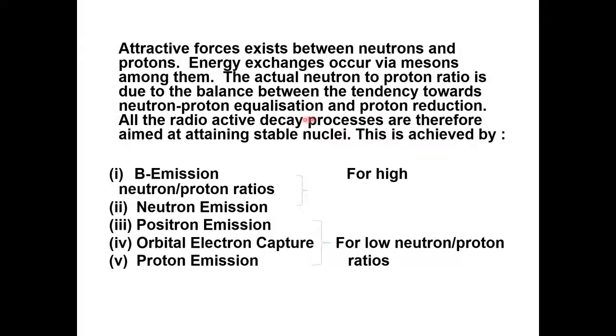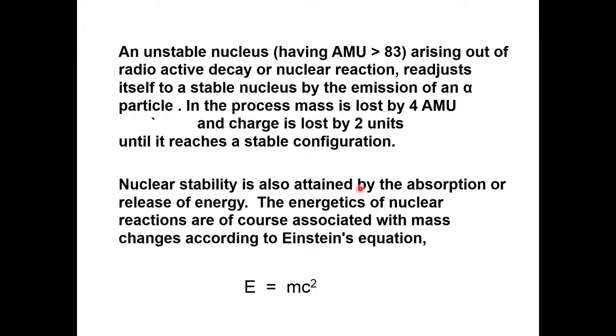Any radioactive material which has a higher number of neutrons and protons in the nucleus undergoes radiation to give you a stable element which has a lower atomic number. That is where most of the radioactive decay processes proceed. The actual neutron to proton ratio is due to the balance between the tendency towards neutron proton equalization and proton reduction. This can be achieved by beta emission, which I have already explained to you. The neutron proton ratio will change; neutron emission also will reduce the atomic weight, positron emission will not reduce the atomic weight, orbital electron capture is quite possible, and proton emission definitely will lead to lower nuclear weight or lower atomic weight.